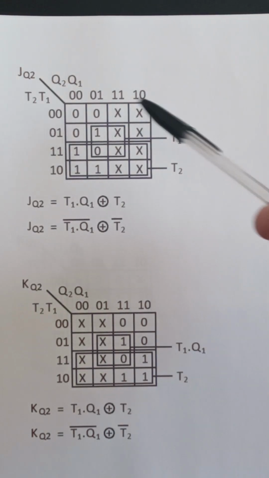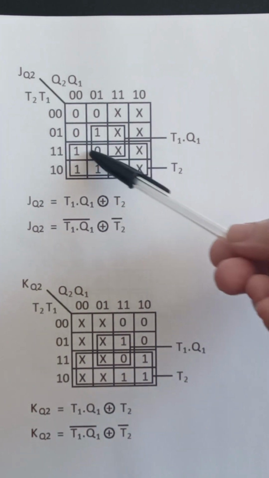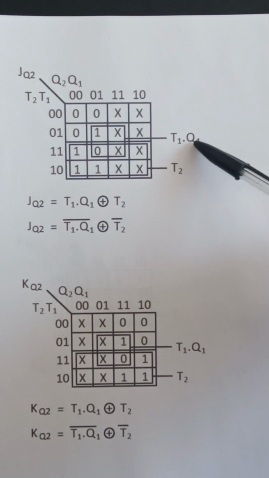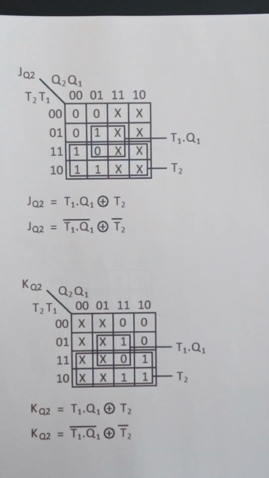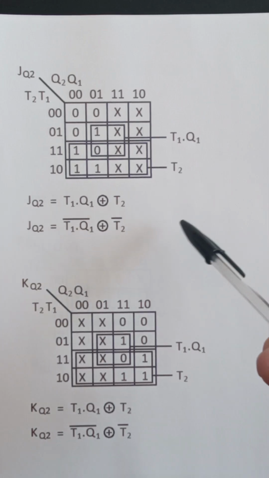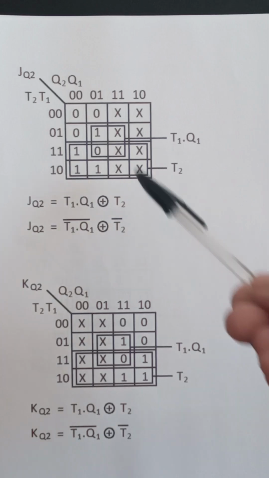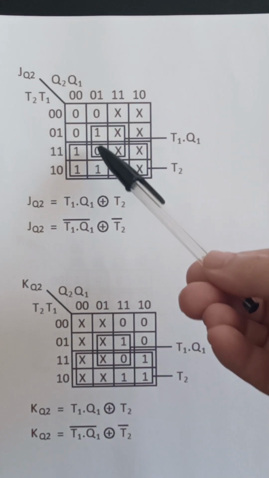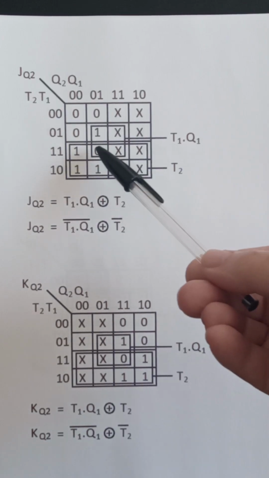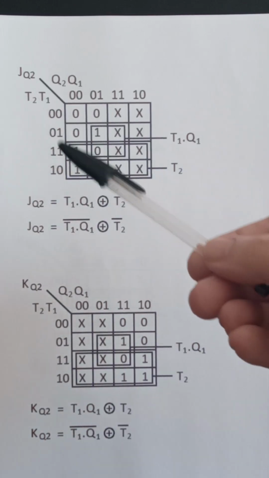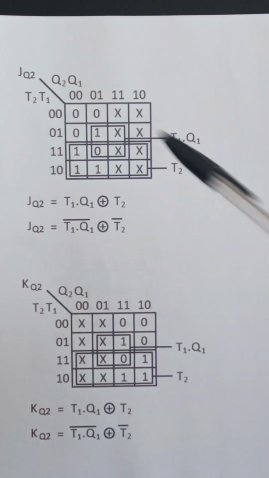Right, this is the Karnaugh map for JQ2. Here, this loop here is T1 and Q1, and this loop here is T2. So I'm going to implement this with binary Reed-Muller algebra, and the rule is if a coordinate of the Karnaugh map is looped twice, an even number of times, the coordinate is 0, and if it's looped an odd number of times, the coordinate is 1.